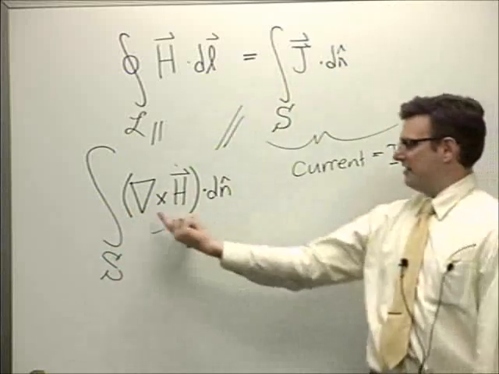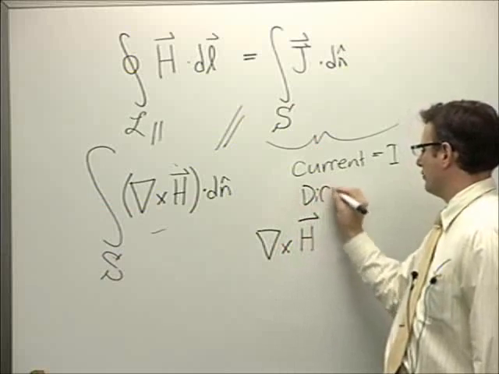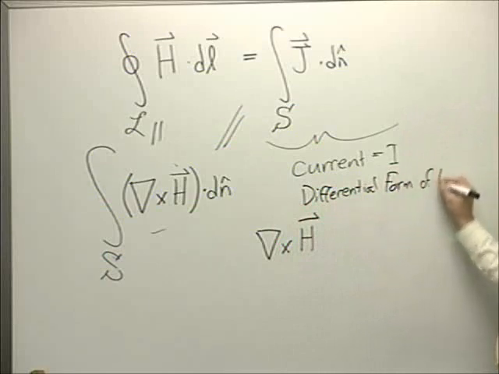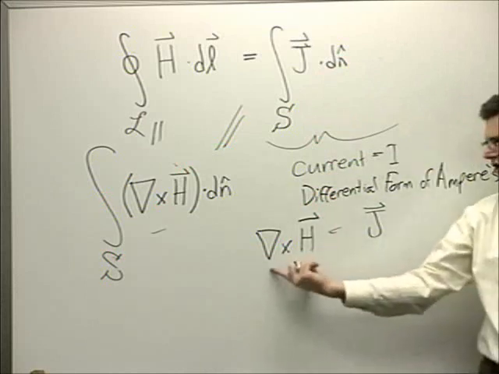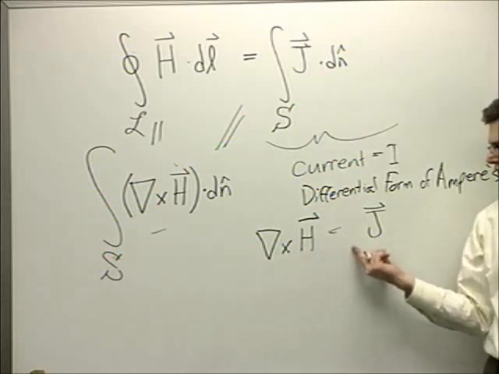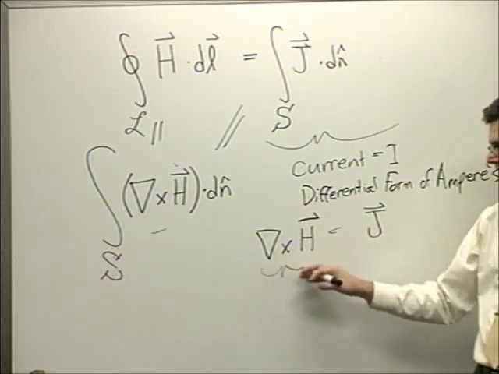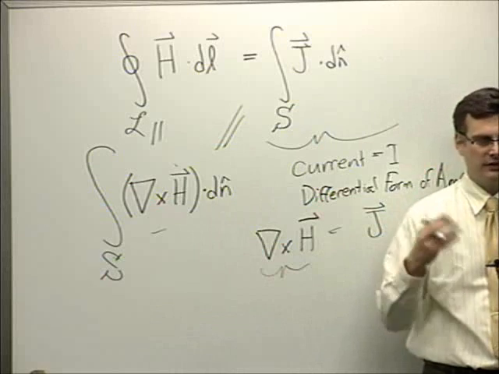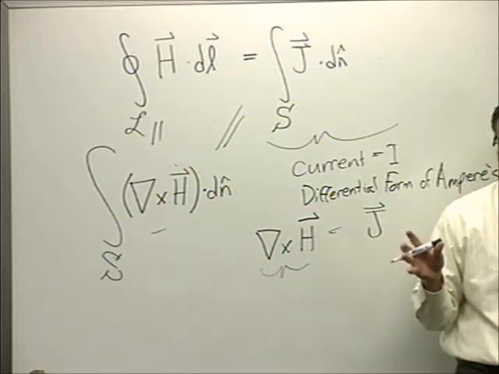If that's true, then the integrands must also be the same. And it turns out that this is the differential form of Ampere's Law, often called the point form. And that's just achieved by equating the integrands. The curl of H is equal to the current density in amps per meter squared. Geometrically, what does this mean? What is the curl? Well, we know it has a very long, drawn-out explanation with differential calculus, right? But geometrically, what does it mean? It means swirliness.